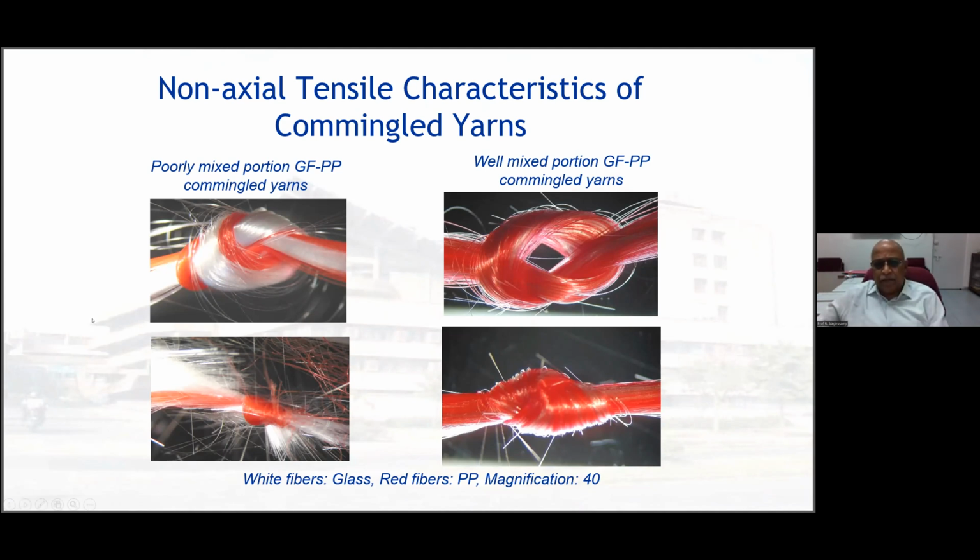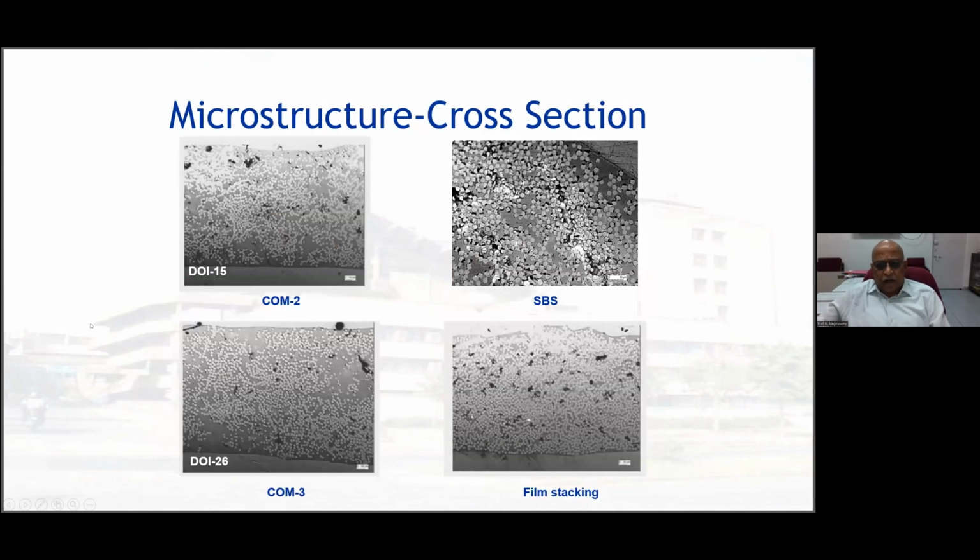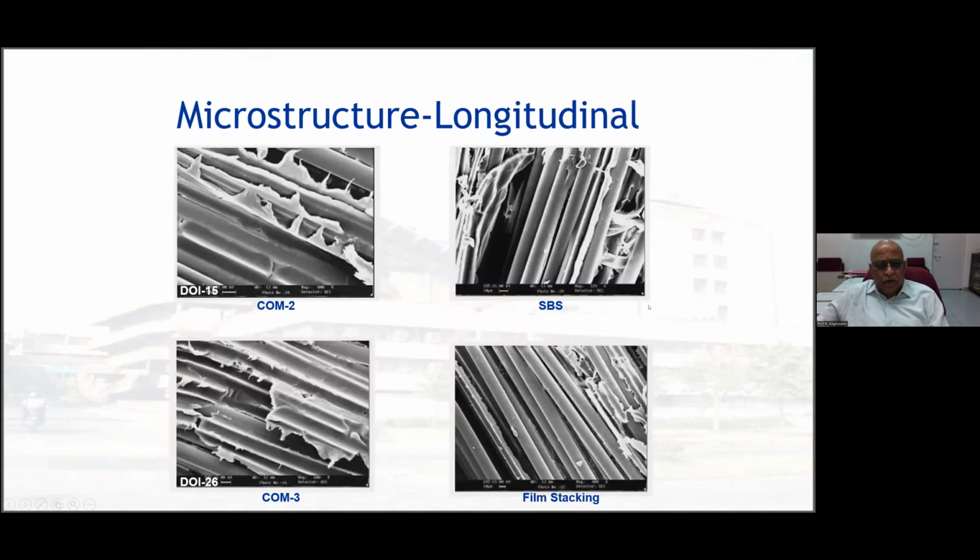A very simple method. These are the cross sections which are made and compared with the common method of flexible film stacking. Compared to film stacking, these composites produced with commingling give much better results, less voids and all that. And if you look at the microstructure, the composites produced with commingling give very good bonding with the fibers. Whereas in film stacking, you can very clearly see a lot of dry fibers.